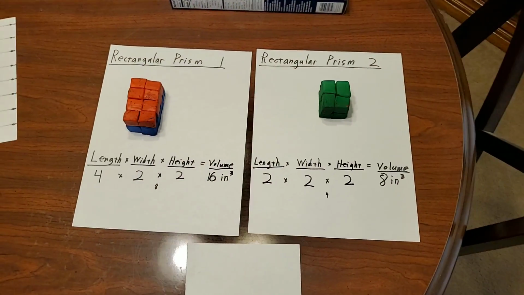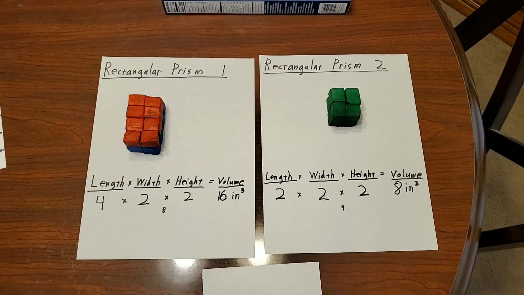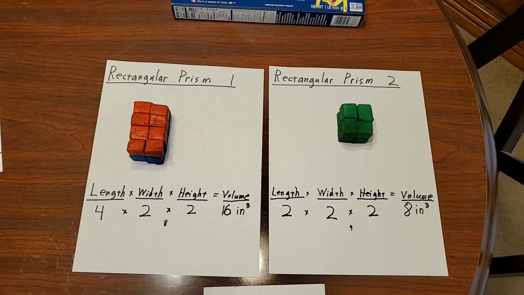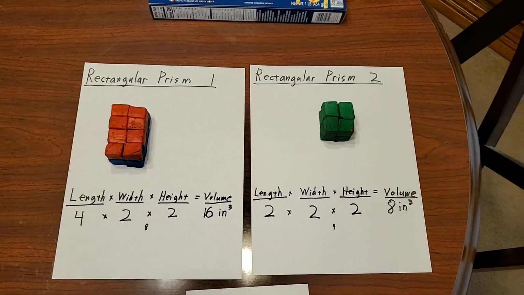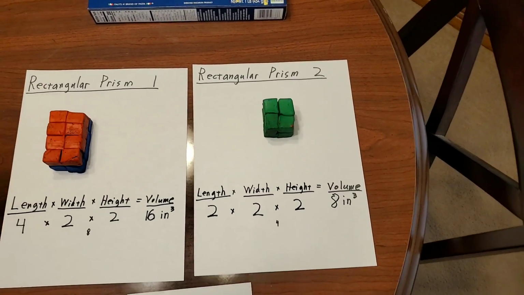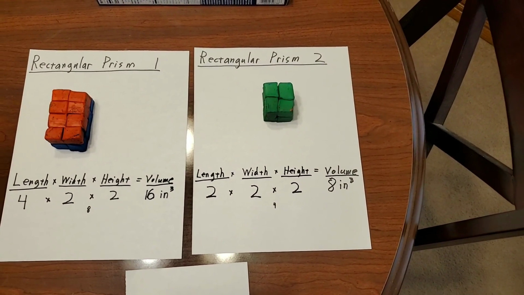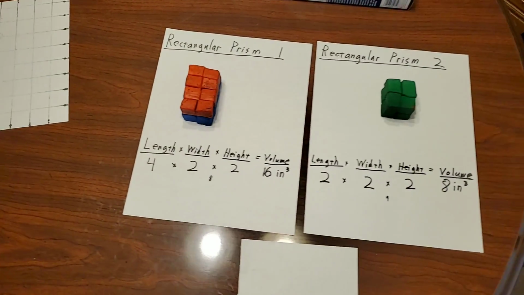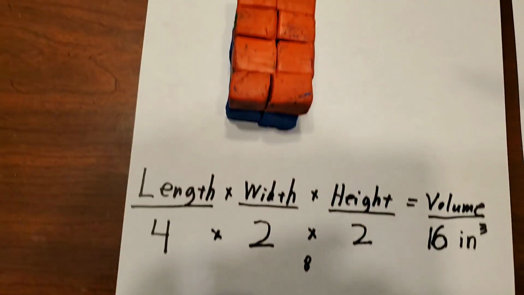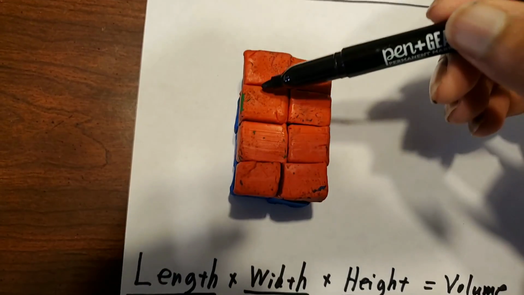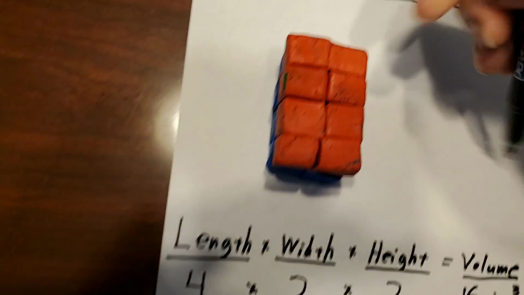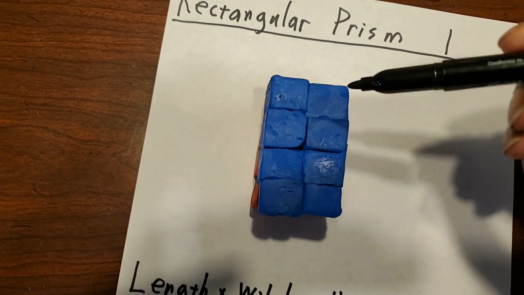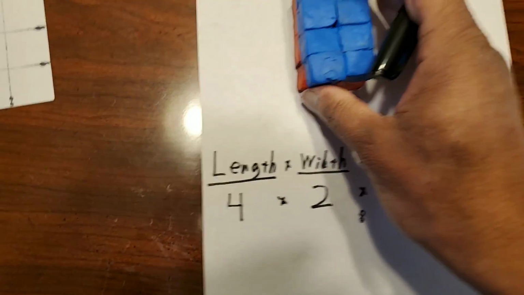So here we go. The volume of our first rectangular prism is 16 cubic inches. And for the second one, it is 8 cubic inches. You can also find these by counting the cubes. Let's go back to the first one. 1, 2, 3, 4, 5, 6, 7, 8. Turn it over. 9, 10, 11, 12, 13, 14, 15, 16. So that's 16 cubic inches.